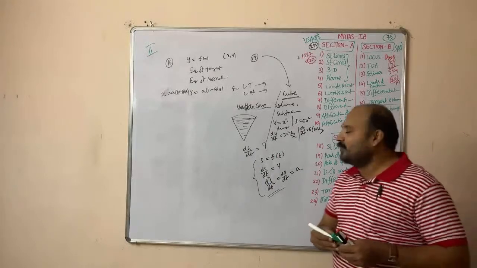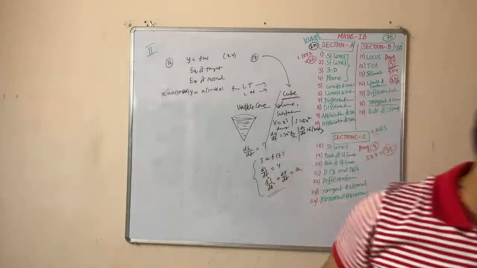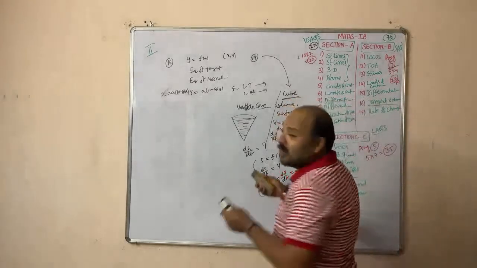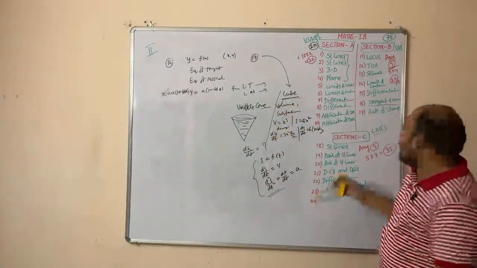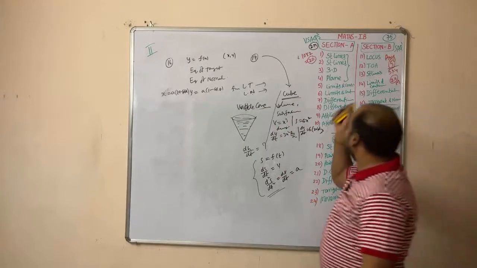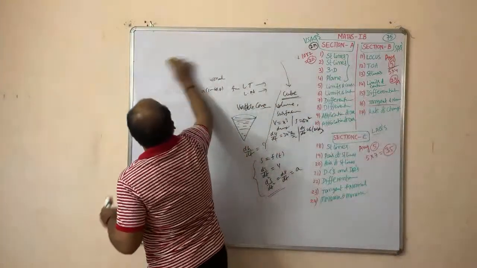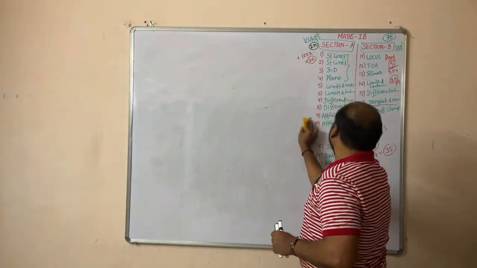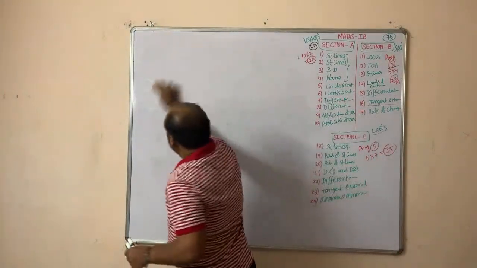Now I will enter into the long answer type questions, which are very important for the students, especially like the heart of this Maths-1B paper. Why? Because 35 marks out of 75 are here. So focus on this, especially the last segment. We are in the last section, and I will explain different possibilities in this.